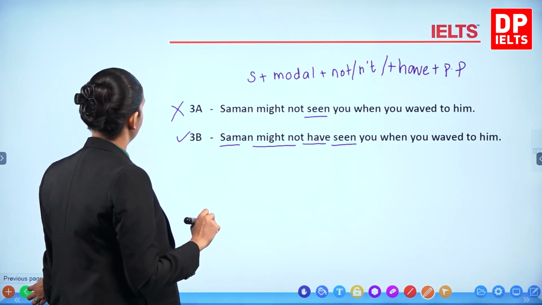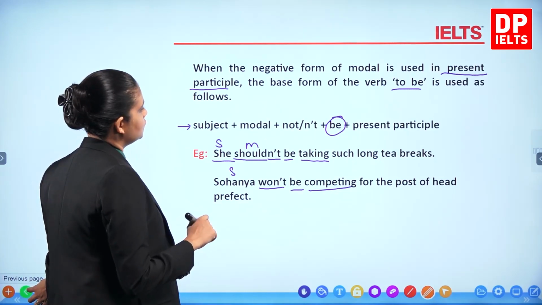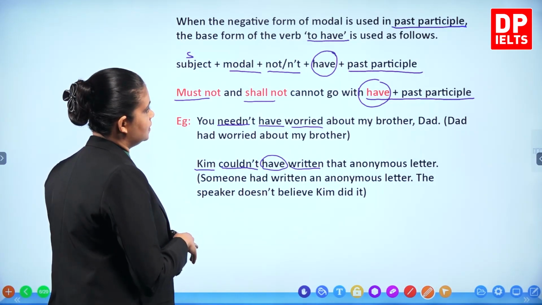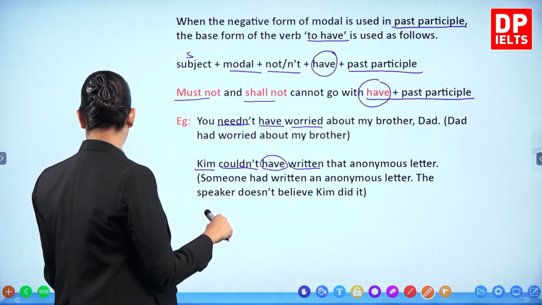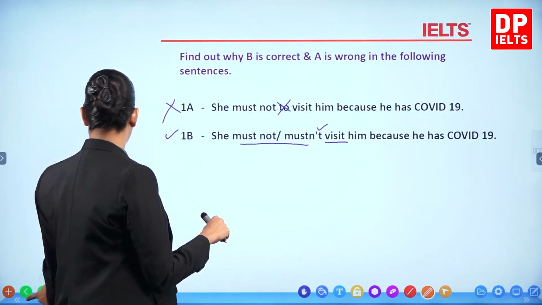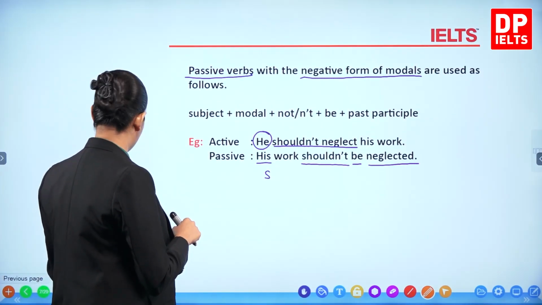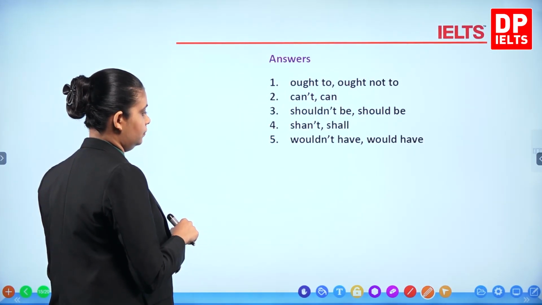Okay. Coming back to our theories. So this is with the present participle, as I told you. This is with the past participle, but must and shall will not go with have. And then this is the passive one. Okay. So coming back to our question.